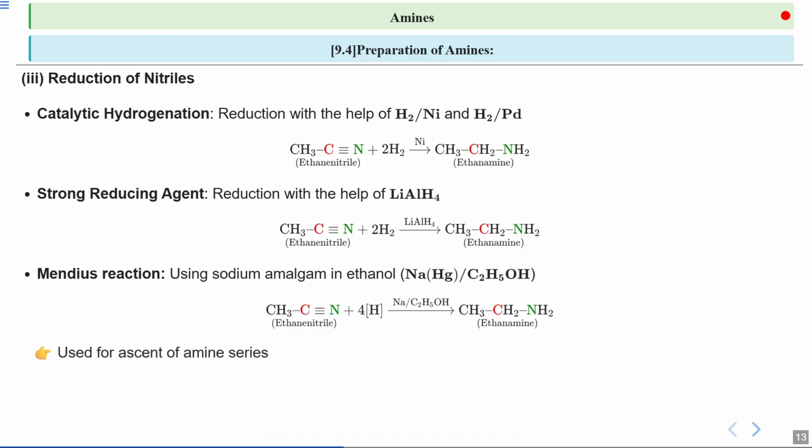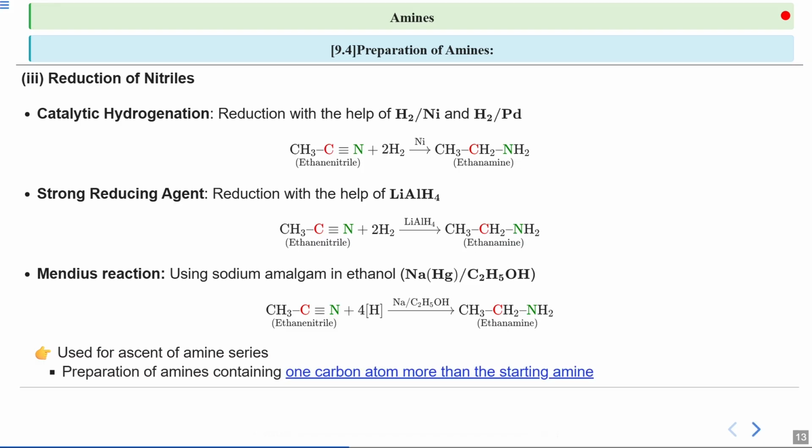So one important use of this reaction is for the ascent of amine series. This means we can prepare amines that have one more carbon atom than the starting material. So it is a useful technique for building larger molecules step by step. So to summarize, by reducing nitriles, we can prepare amines with an extra carbon atom compared to the starting compound. This is especially useful when we want to increase the length of the carbon chain.